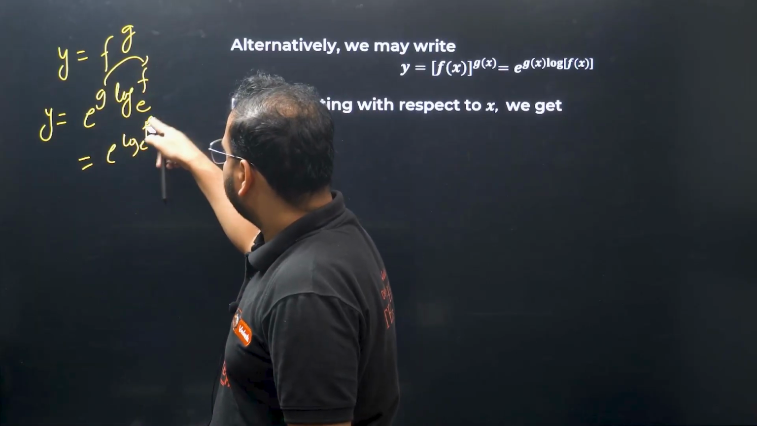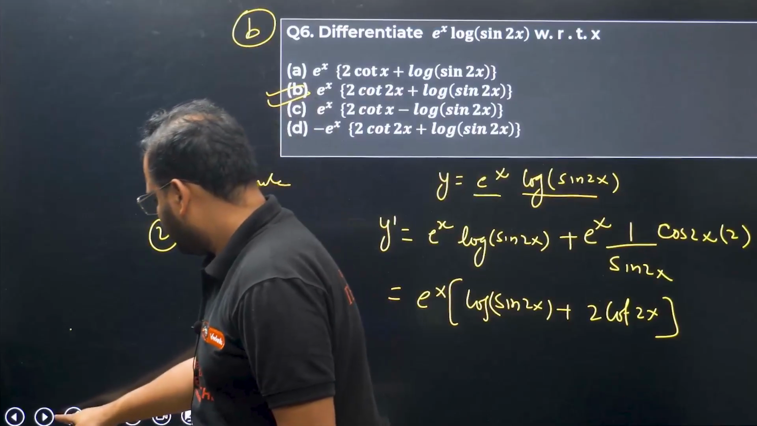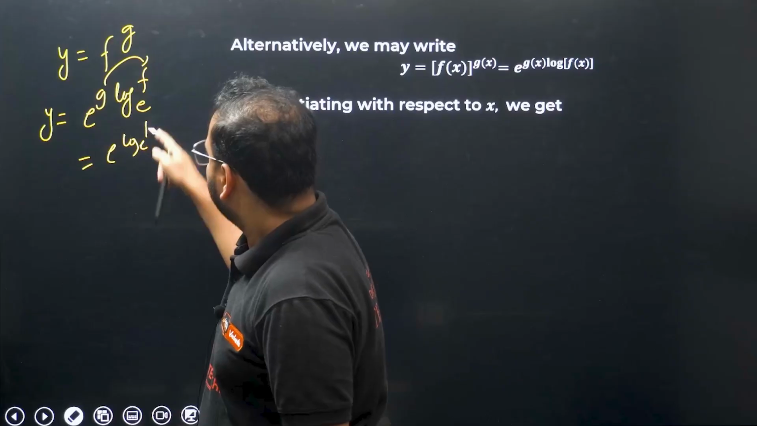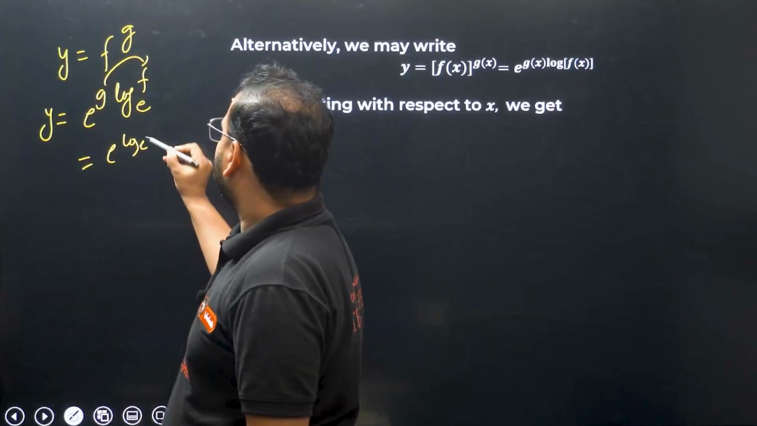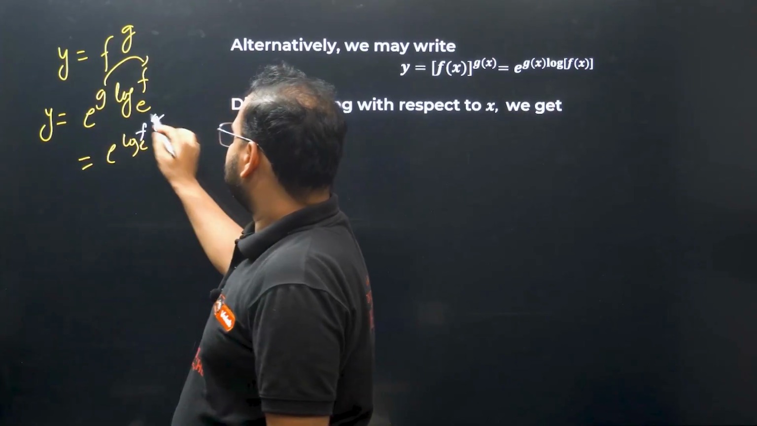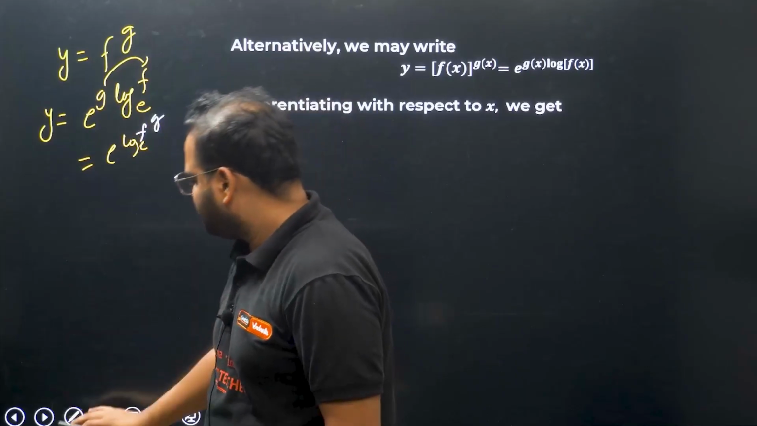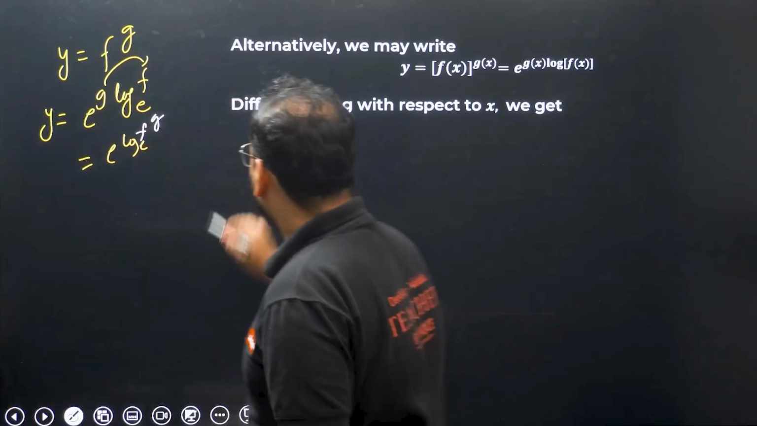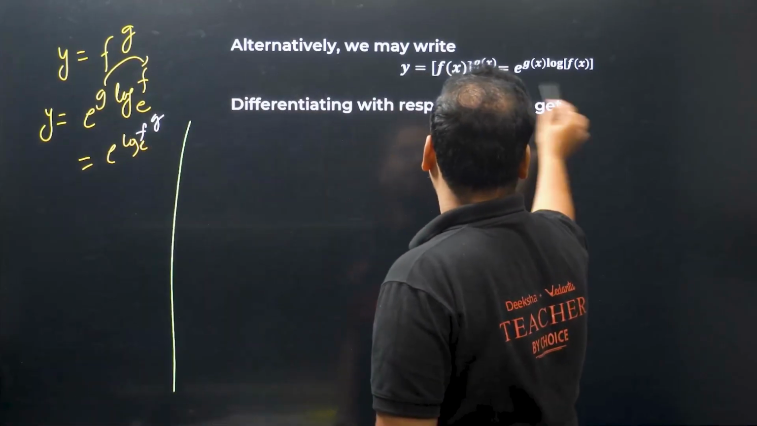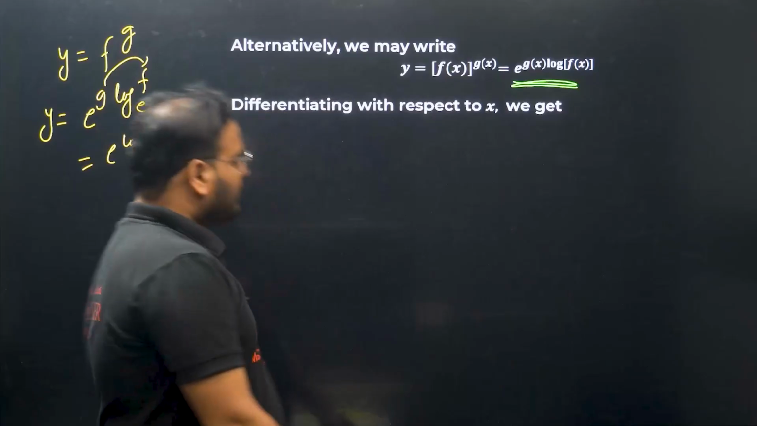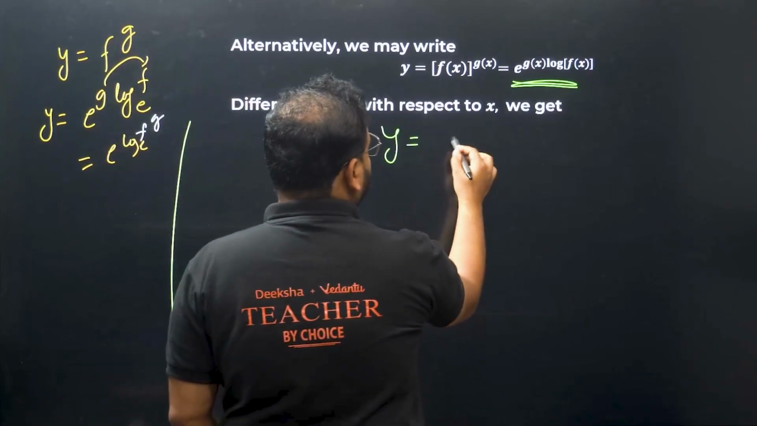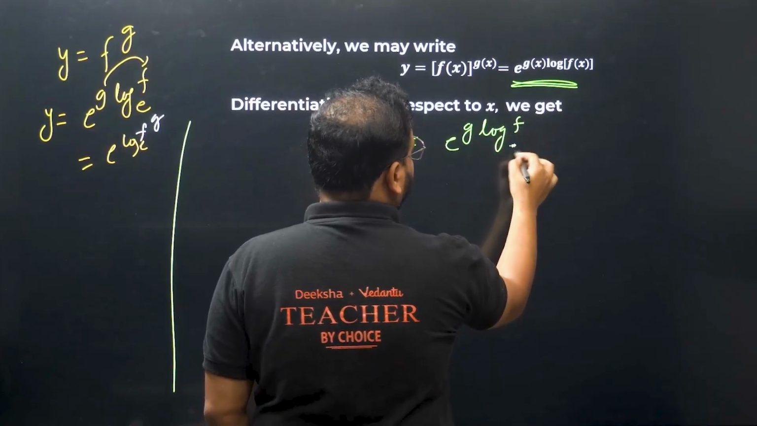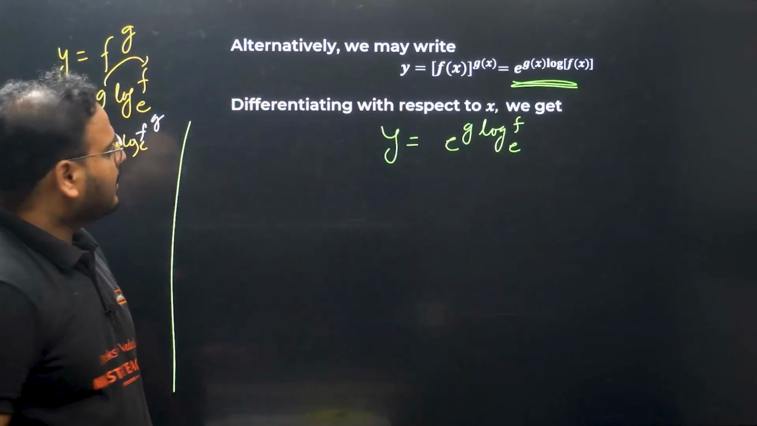Let me write this again. This is f power g. Log of f power g, so g comes in front. That's what I've written over here. I want to solve it on this side. So I have this expression now. Over here, y equals e power g log of f with the base e, basically ln of f.